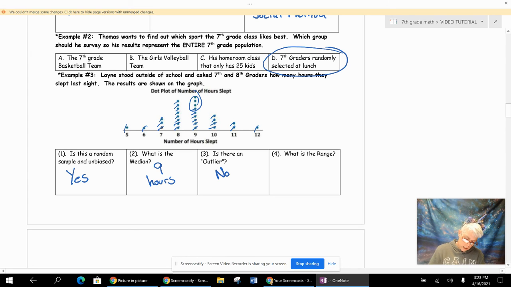What is the range? We're going to take the highest number and subtract the lowest number that has a dot over it, and we get 7. So 7 hours.